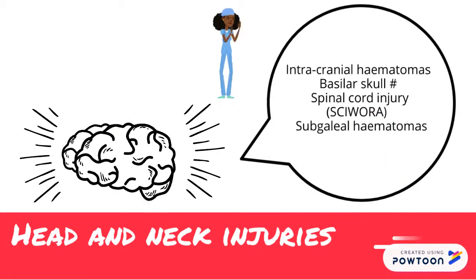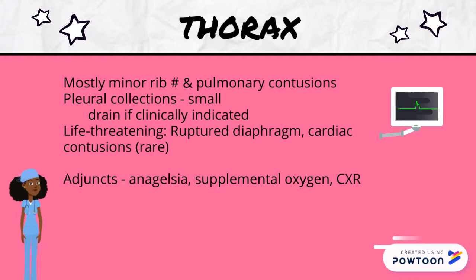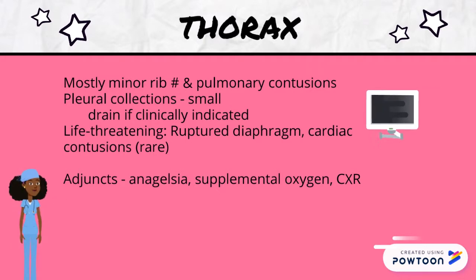Here are some of the common head and neck injuries in children. In the thorax, injuries are commonly minor rib fractures or pulmonary contusions. Pleural collections are usually small and should only be drained if clinically indicated. Watch out for life-threatening injuries such as a ruptured diaphragm or cardiac contusion.